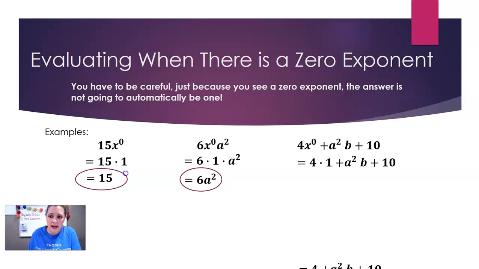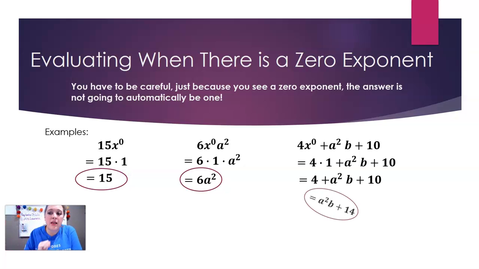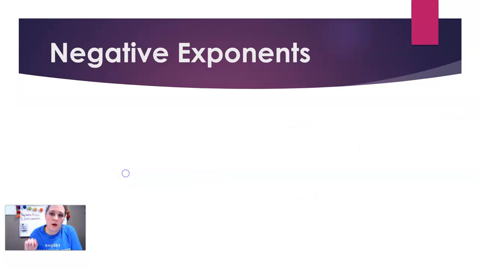So now I'm going to simplify that, and 4 times 1 is 4, so now I have 4 plus a squared b plus 10. But I can still simplify this trinomial, because if I look for like terms, I have 4 and I have 10. We can add 4 and 10 together, and so we can get a squared b plus 14. So just because we see that 0 exponent does not mean the entire answer is 1. Just the part that it's attached to can be rewritten as 1.